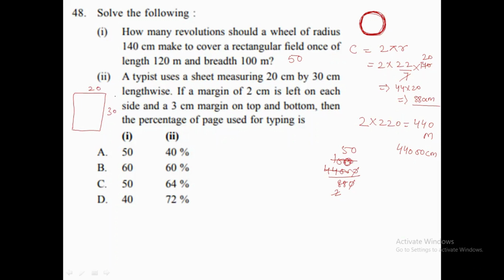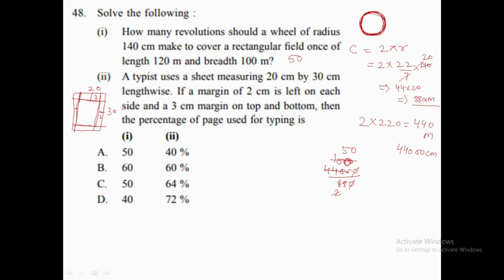Now if a margin of 2 centimeters is left on each side, this will be 2 centimeter, this will be 2 centimeter, 2 centimeter and 2 centimeter. Now from the top and the bottom it leaves a margin of 3 centimeter. So that is 3 centimeter. From here to here it is 2 centimeter, and from here to here it is 3 centimeter. Use this portion for typing. So the question is asking what percent of the page is used for typing.